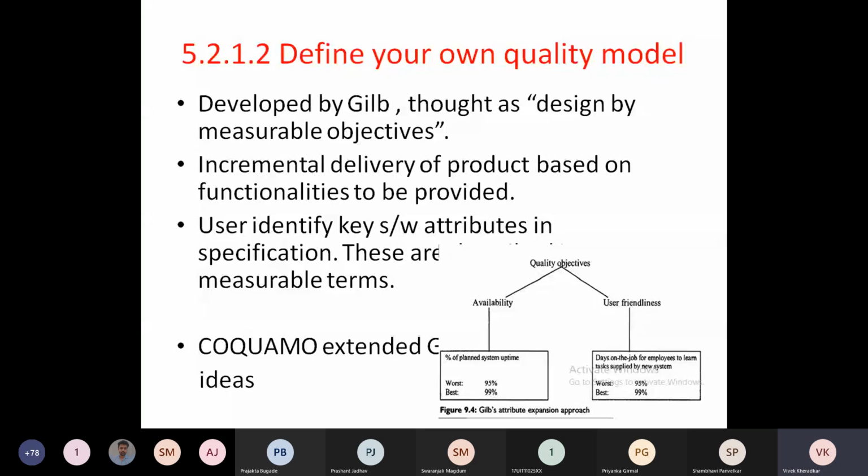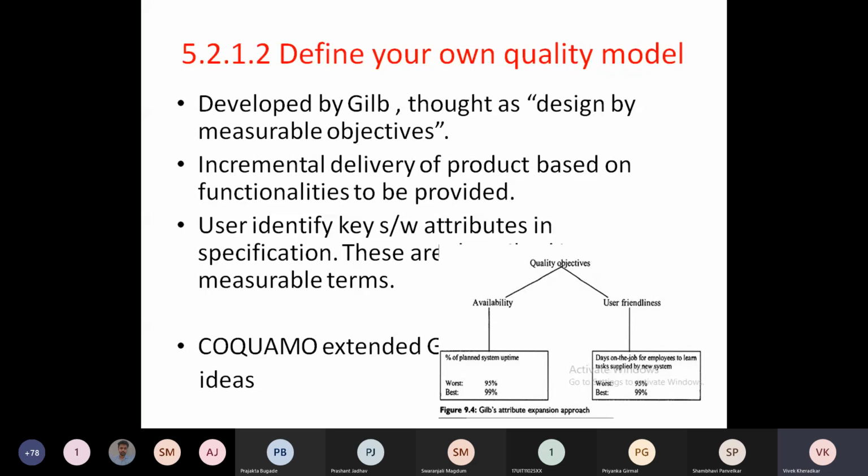Based on that model, it is defined. So this is the second type of model, where you define your own quality model by setting the objective and by direct measurement. And the third way to measure quality is the standard quality model, such as Boehm or McCall, and we can also define our own model.